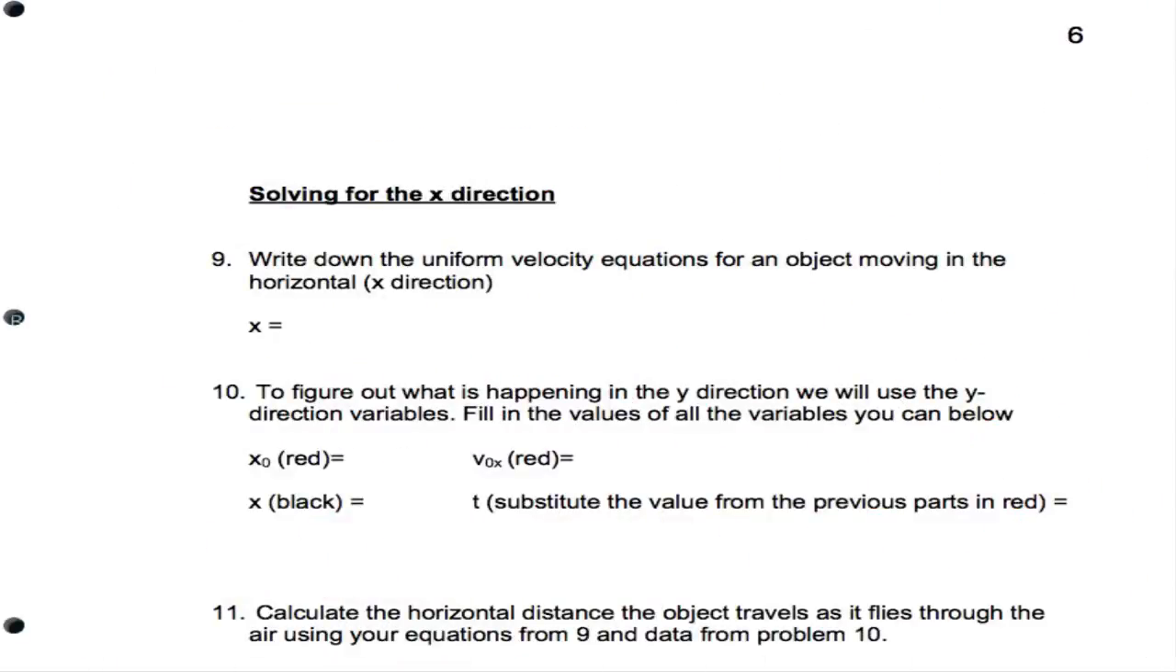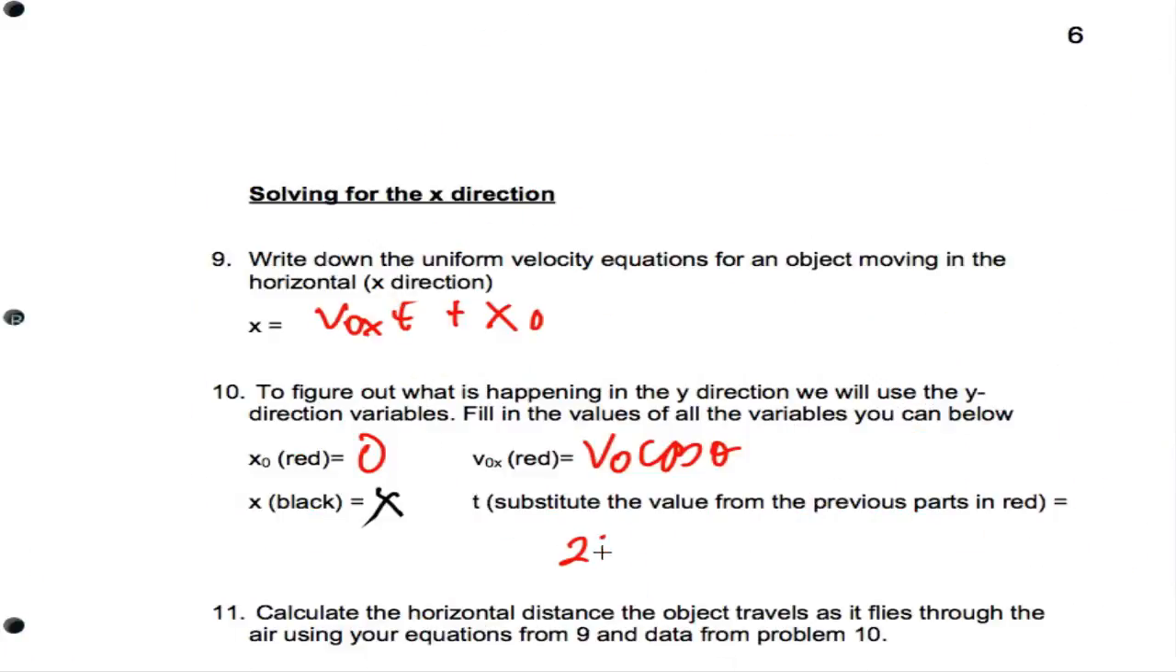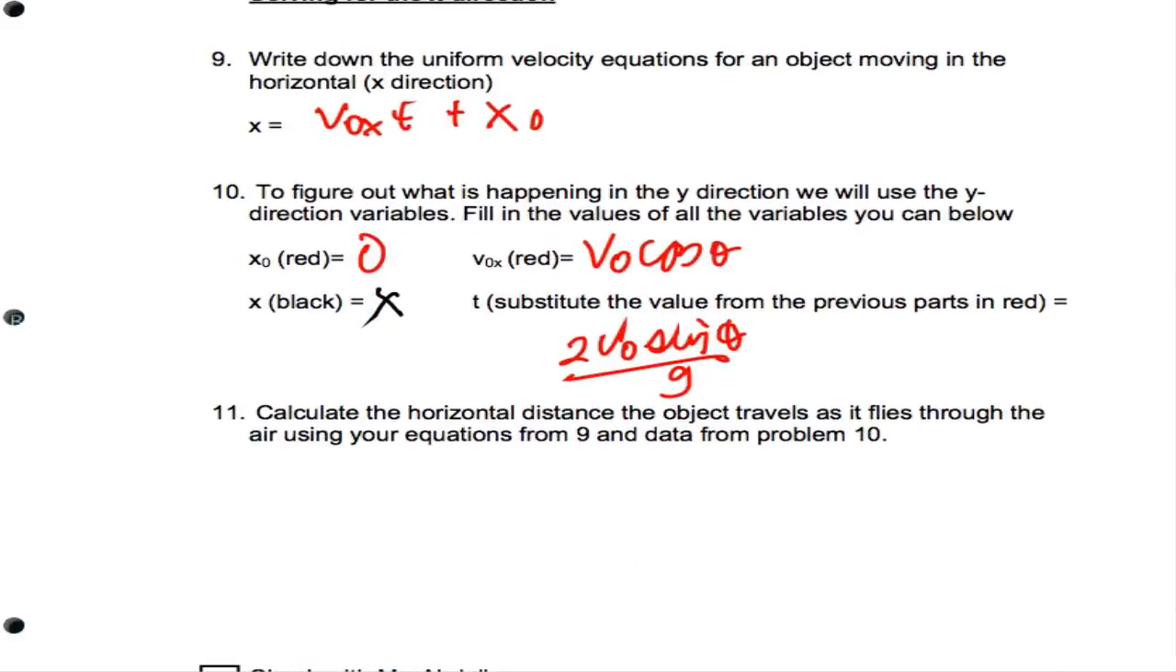So now, in the x direction, the x equation from the buggy lab is going to be v naught x t plus x naught. And let's plug in numbers. So x naught is going to be 0. X is an unknown. And v naught x is going to end up being v naught cos theta. And of course t, well now here we're going to substitute the value from the previous part in red. So we're spending this time traveling, so that means this is going to be 2 v naught sine theta divided by g.